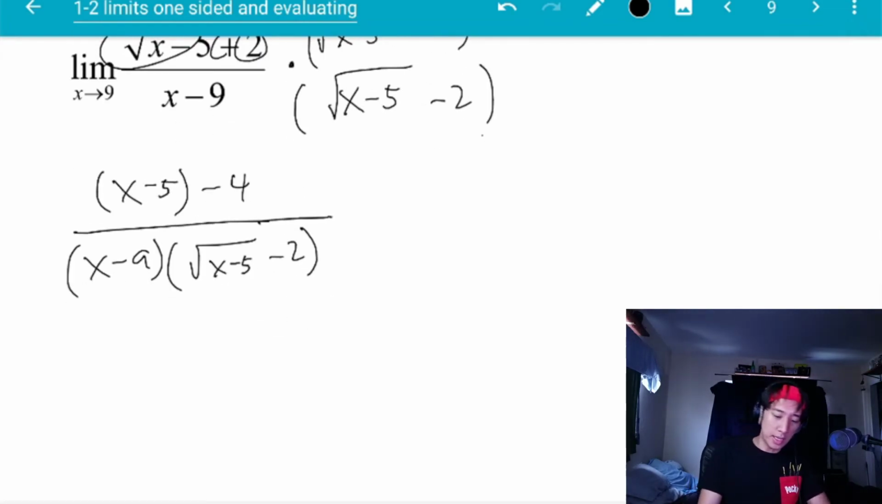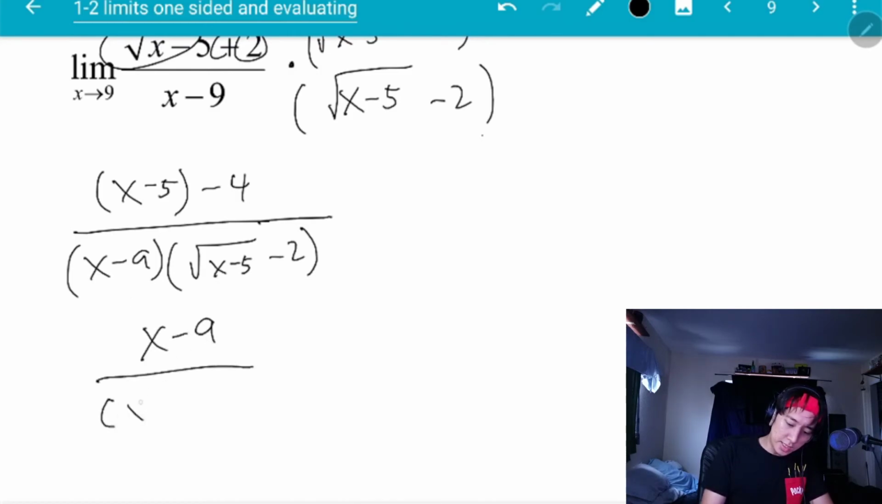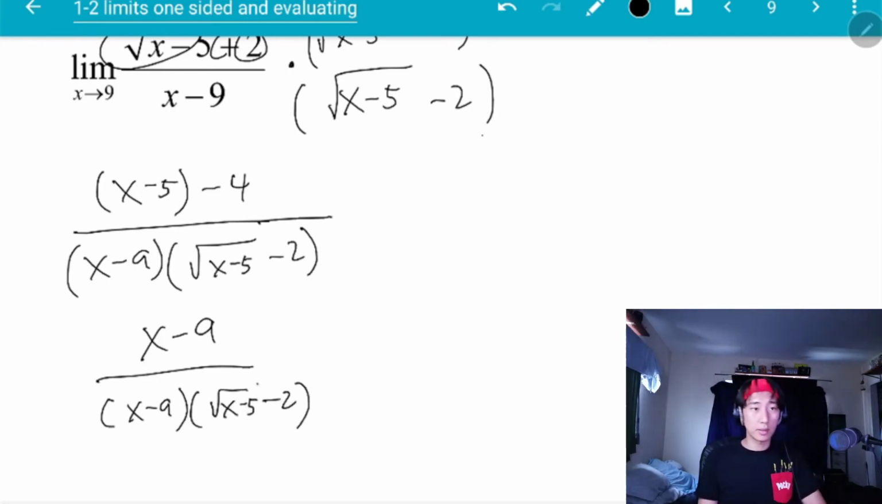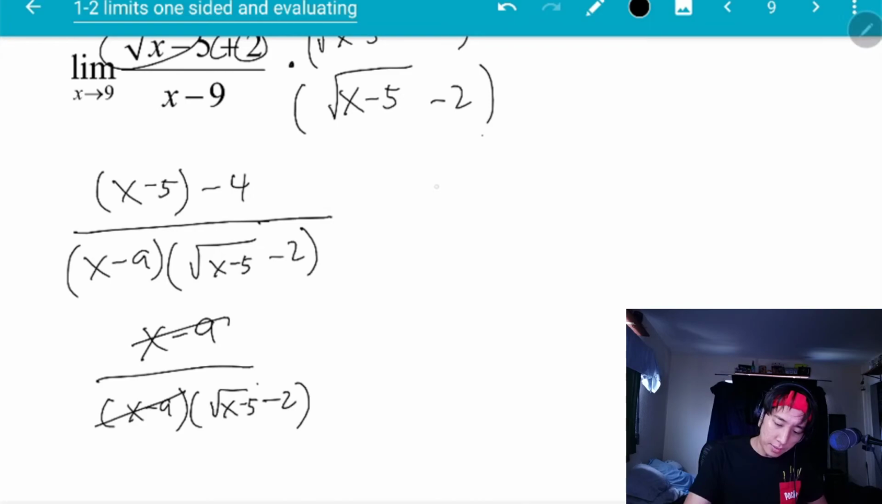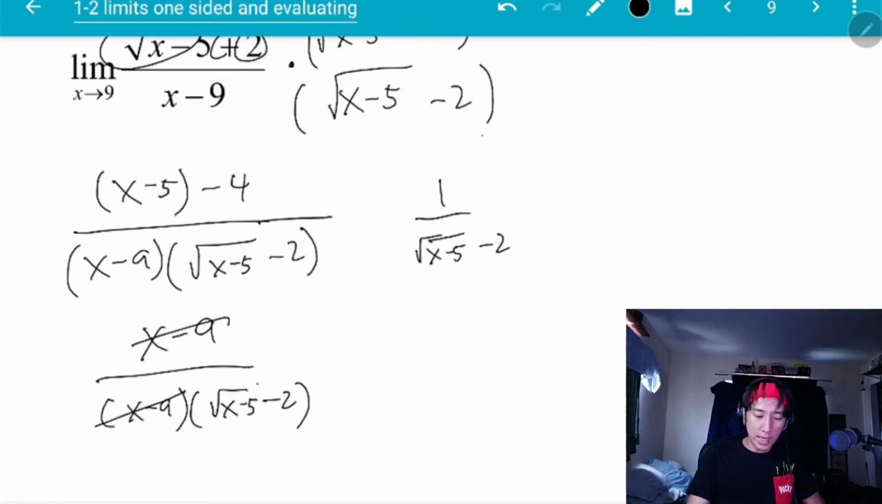Probably you saw it already. If I simplify the top, I have x minus 9 over x minus 9 times square root x minus 5 minus 2. Because of that, numerator and denominator both cancel out. Again, this only works when we're doing limits. If we're not doing limits, then it doesn't really work. Then after that, we have 1 over square root x minus 5 minus 2, and then we're just taking the limit as x approaches 9.